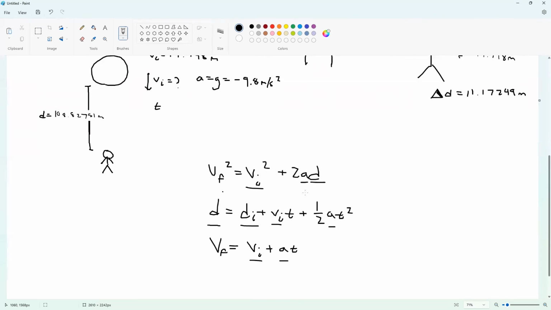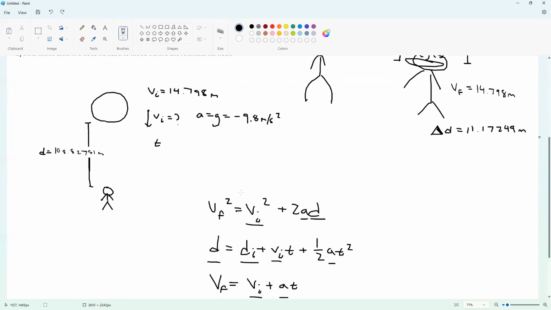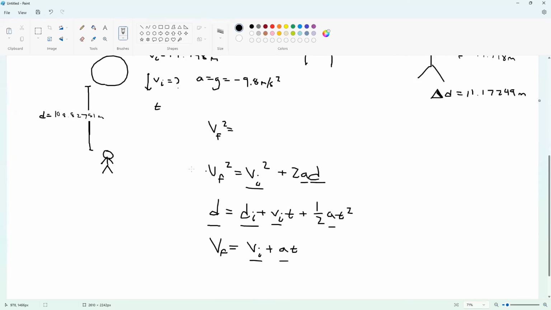If we look at this one up here, though we cannot find time, we can find the final velocity that this rock has after it's fallen this distance. So let's go ahead and find that. The final velocity squared is going to be equal to, and the reason I'm going after final velocity is you really want to get as much data as possible so you can use as many of these equations as possible.